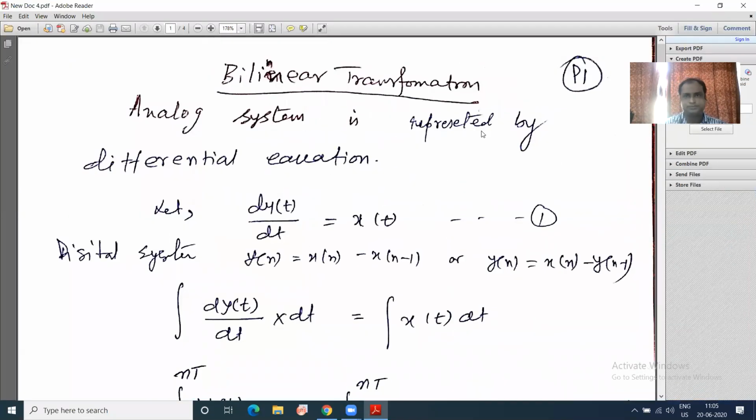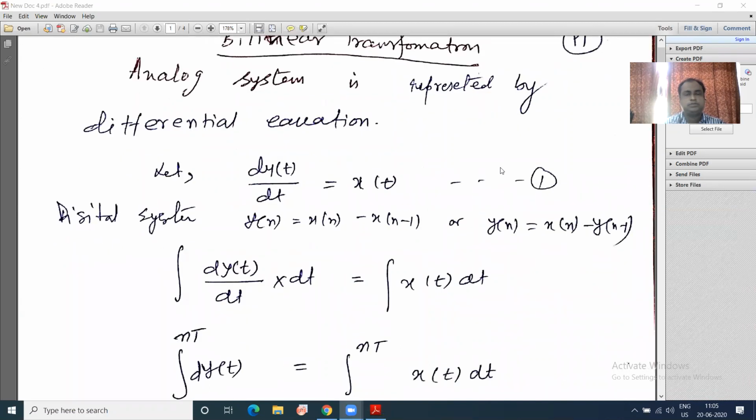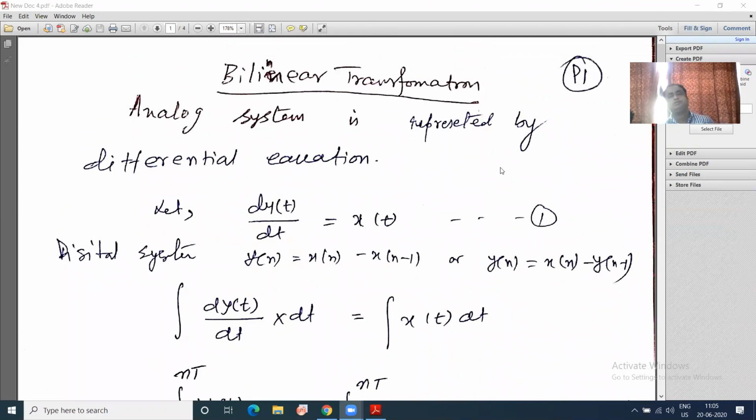We will start the bilinear transformation, right? So bilinear transformation, we have already started. Last week we have discussed the impulse invariant method. Any doubt if you have on the impulse invariant method?